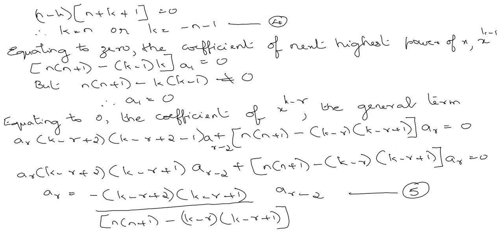Now in this step we are just simplifying this. k minus r plus 2 minus 1 becomes k minus r plus 1. That is the only change made in this step. So from this equation we can write ar is equal to minus (k minus r plus 2) into (k minus r plus 1), the whole thing divided by n into (n plus 1) minus (k minus r) into (k minus r plus 1), into a(r minus 2).